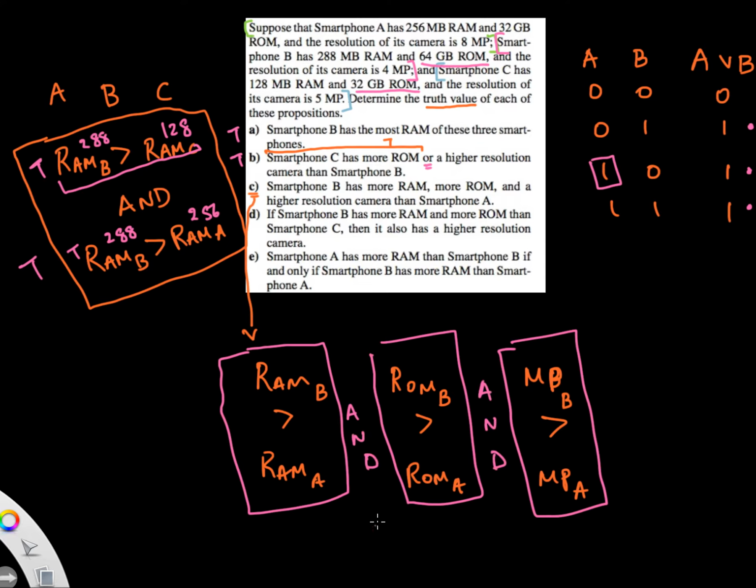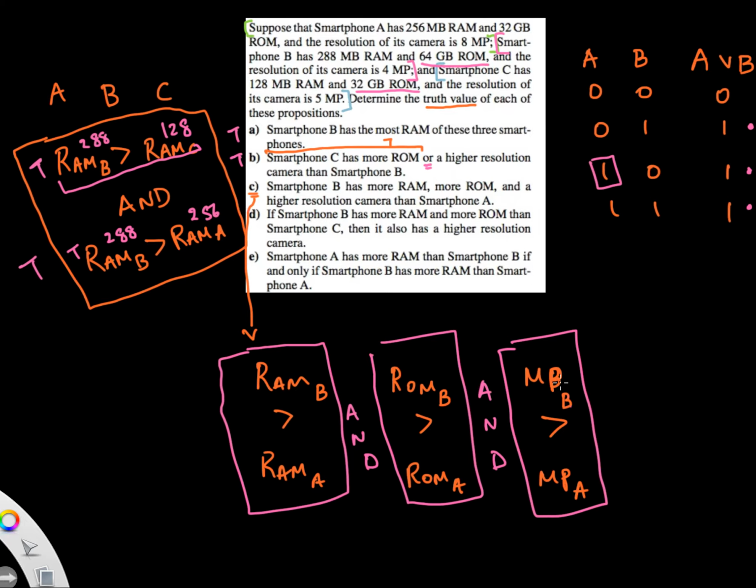Okay, so for C to be true, this box in pink must be true, and the second box in pink must be true, and the third box in pink must be true. And this actually happens to be false. The entire truth value for C happens to be false because the camera resolution is not higher. So let's look at this.